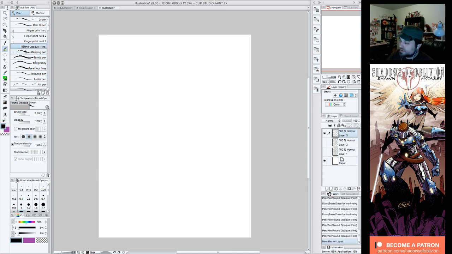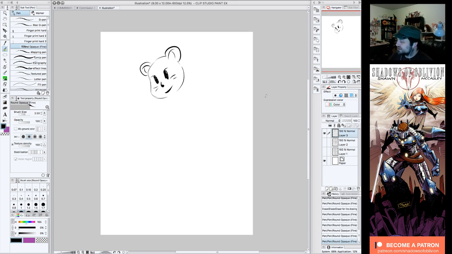Let's create a new layer here. So if you're drawing just a cute character here. This is a legally distinct mouse character. So I'm drawing this mouse character. I don't know why I drew him at such a weird angle. So I'm drawing this cartoon character here.